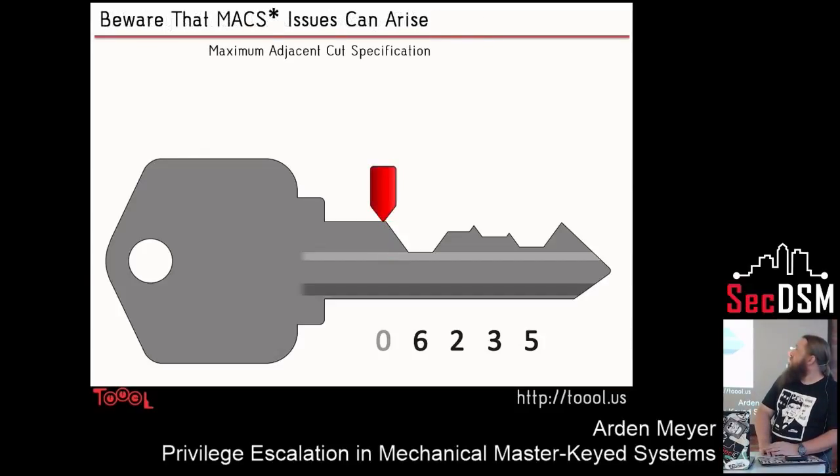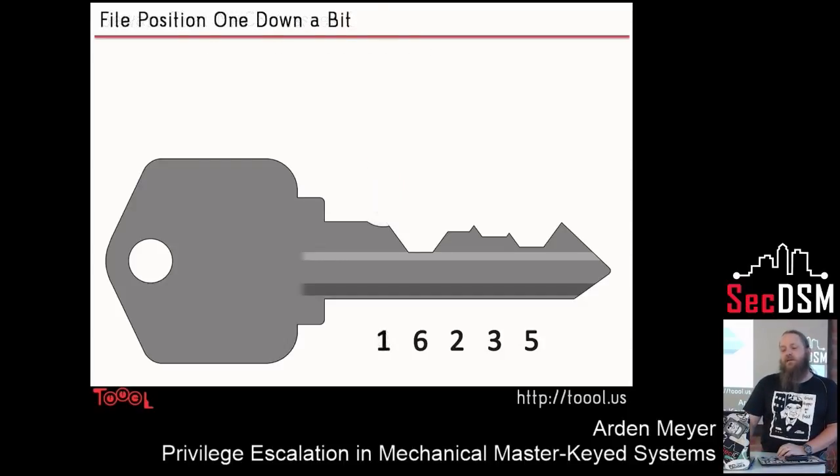One of the things that we have to be aware of whenever we're playing around on the inside of locks is a thing called MACS, the maximum adjacent cut specification. What this is: with your adjacent key wells, if you have too large of a gap, you can actually get your pin stuck down inside the key and you cannot pull the key back out. That's really bad if you've been messing around on a door doing something you weren't supposed to and now you can't get the key out. This is how you get caught. So be aware of your MACS.